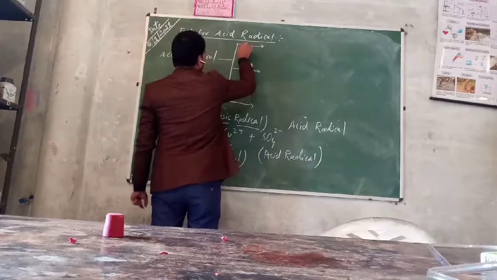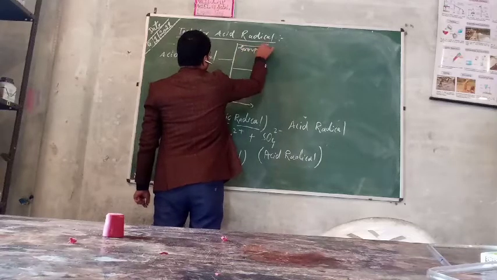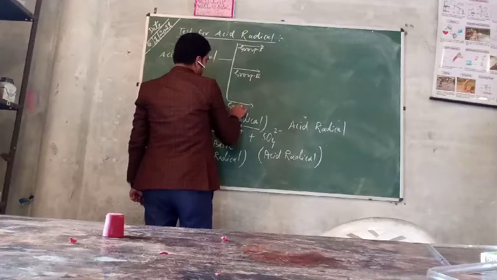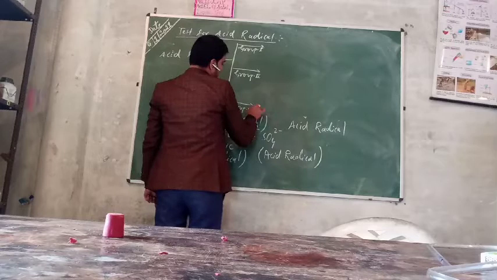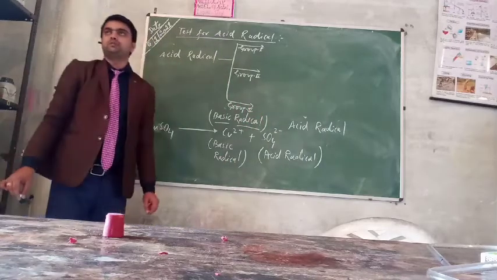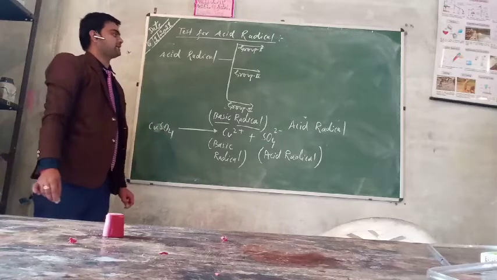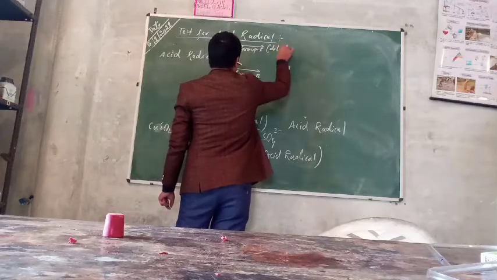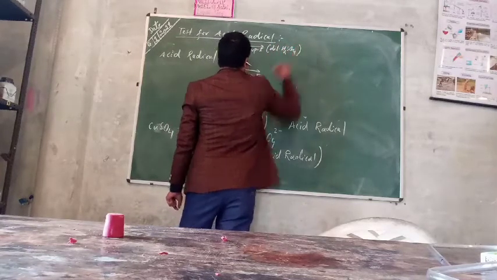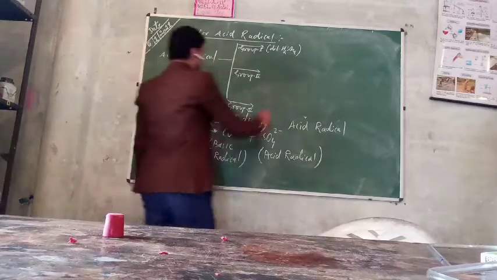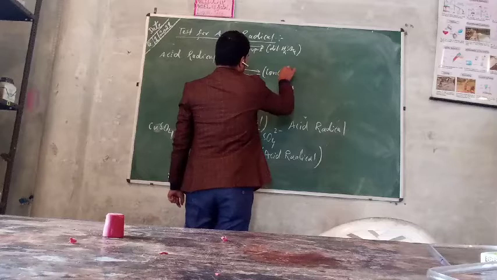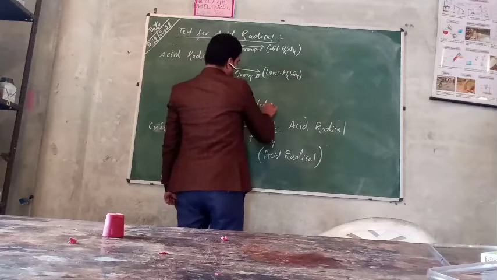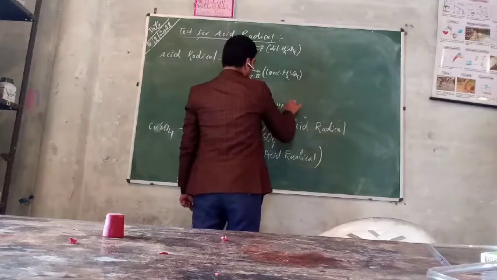This is group first, this is group second, and group third. All the acid radicals are categorized into three groups, the first, second and third. The group reagent for group first is dilute H2SO4, for group second the group reagent is concentrated H2SO4, and for group third, the group reagent is dilute HNO3, etc.